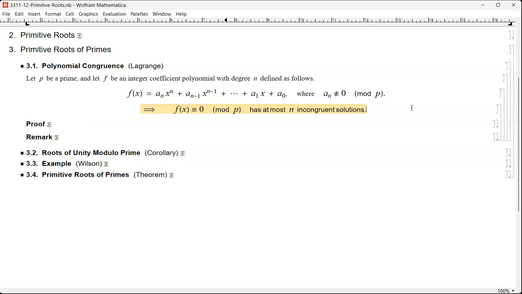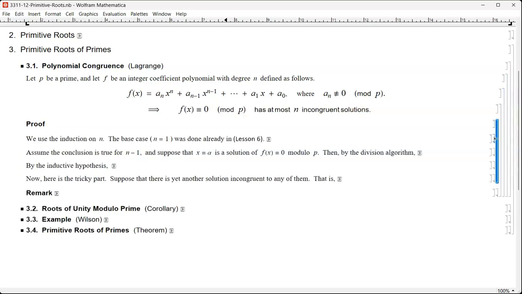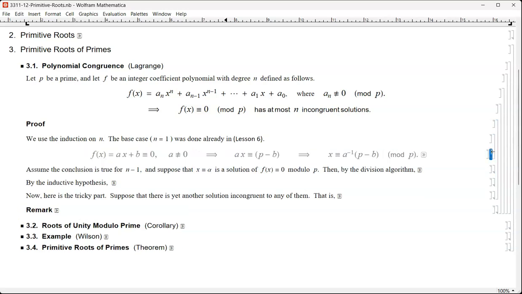Alright, done with the remarks. Let's go ahead to the proof. We're going to use induction on n. The base case is something we already did in lesson 6. That's linear congruence.